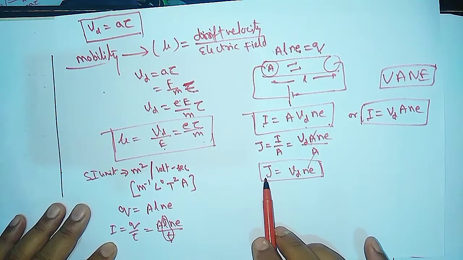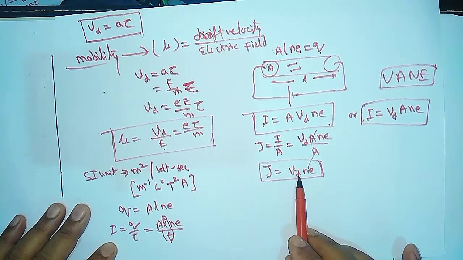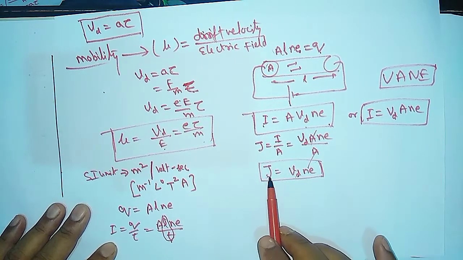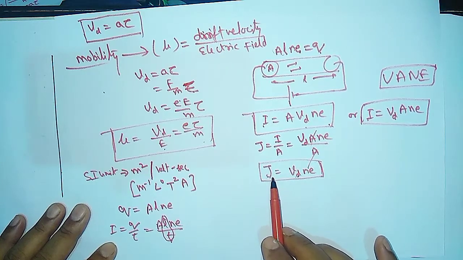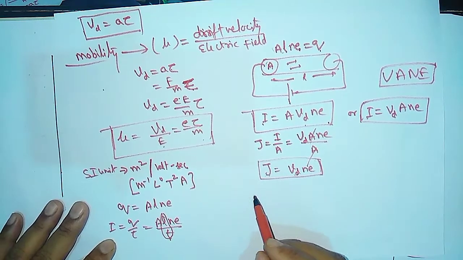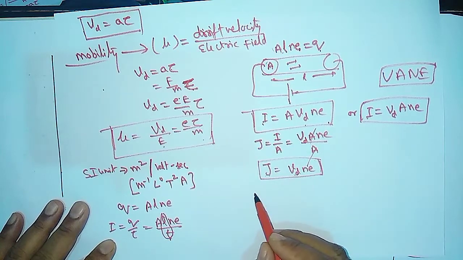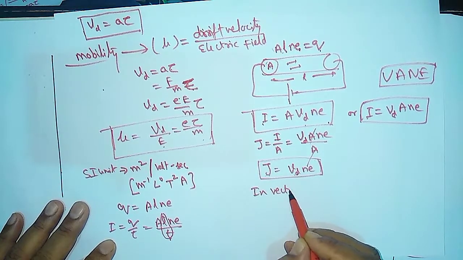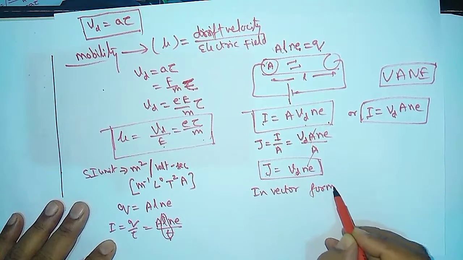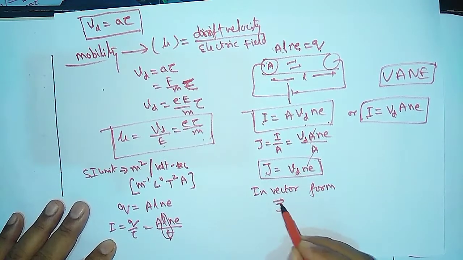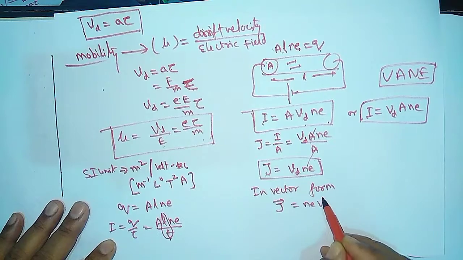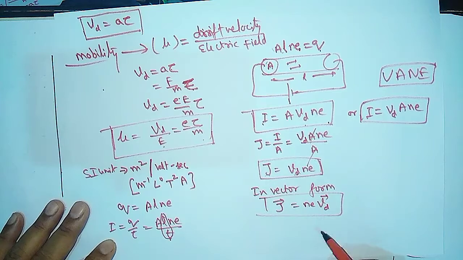Remember, again I wish to remind you, drift velocity is a scalar quantity. Current is a scalar quantity, but the current density is a vector quantity. Just remember, if you wish to write this formula in vector form, you can write J is equal to n e Vd. It is the velocity. And remember, it is always with a negative sign.